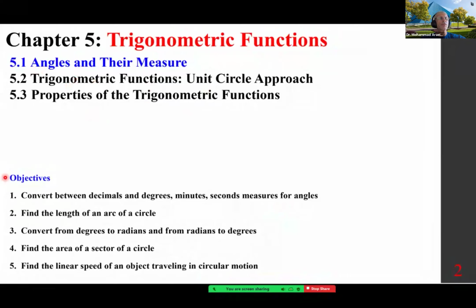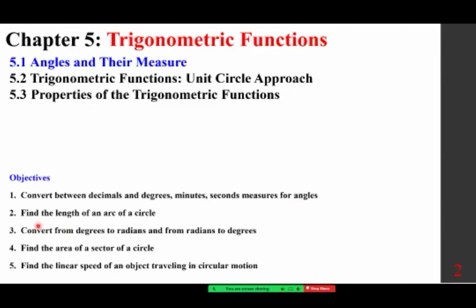The objectives are, Lou, would you read for us, please? For sure. The objectives are 1. Convert between decimals and degrees, minutes, seconds measures for angles. 2. Find the length of an arc of a circle. 3. Convert from degrees to radians and from radians to degrees. 4. Find the area of a sector of a circle. And 5. Find the linear speed of an object traveling in circular motion. Excellent.